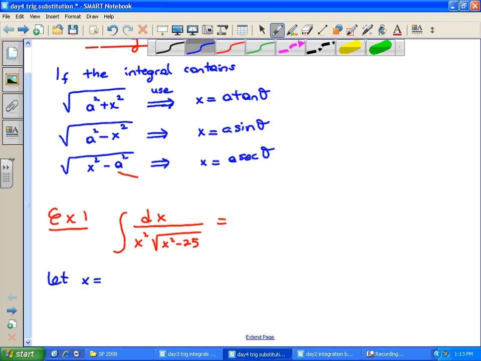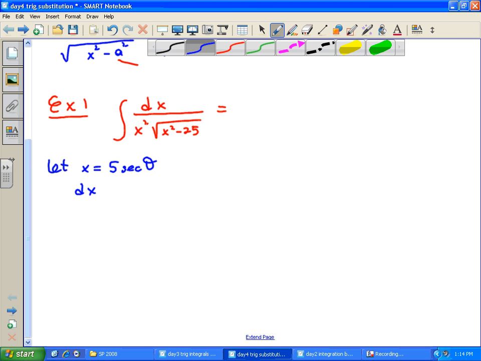And what is our a? A is 5. So I'm going to let x be equal to 5 times secant theta. Would everybody agree? Okay, let x be 5 secant theta, because I'm going with the third one from above, and my a is 5. So we picked this substitution. It doesn't simplify the integral. Not yet, but let's do 2 things. Number 1, immediately find dx. Dx is equal to 5 times secant theta times tangent theta d theta.